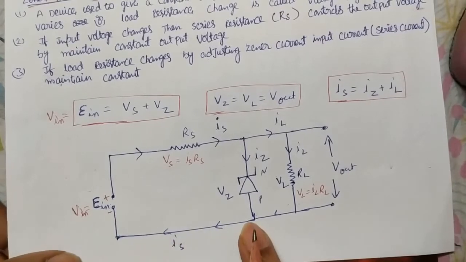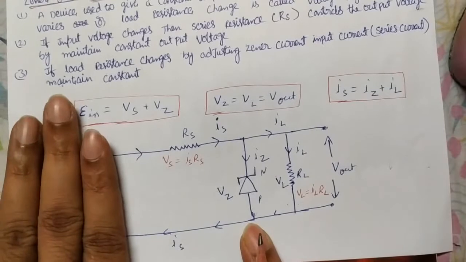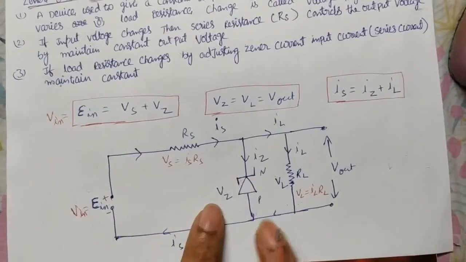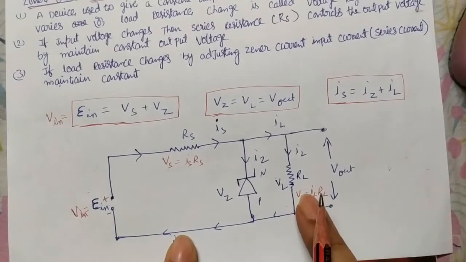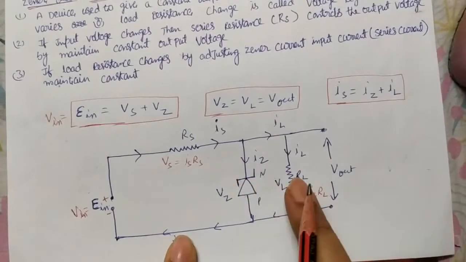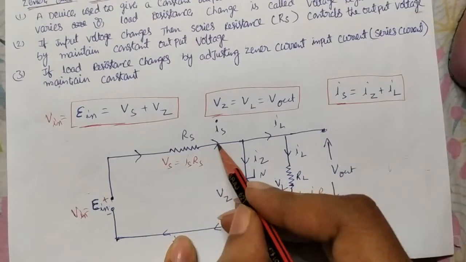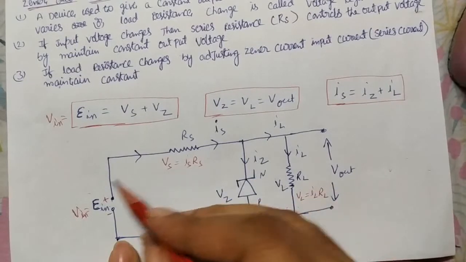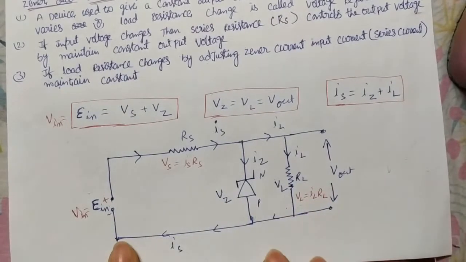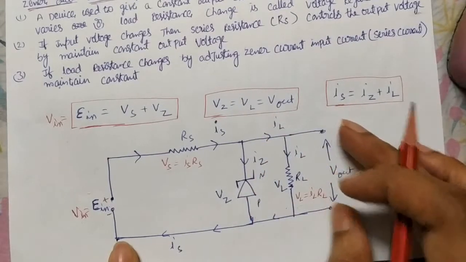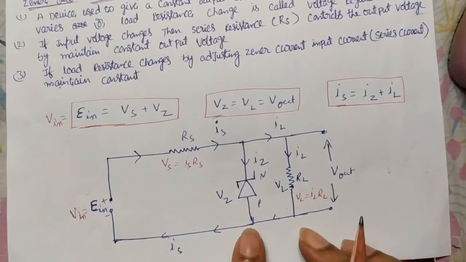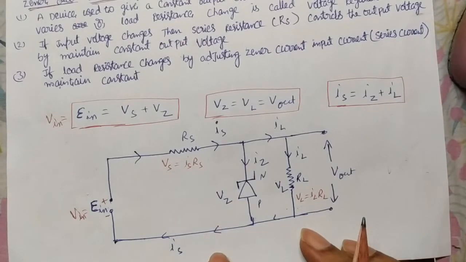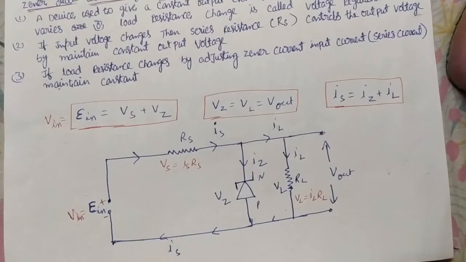So what is the Zener diode doing? Whenever the input voltage changes, by adjusting its current, it can maintain a constant output voltage. Whenever the output load resistance changes, again by adjusting its current, by sharing its current, it can maintain the series current constant, and that voltage also stays stable. And finally what do we get? Output voltage constant. So like this it can maintain a constant voltage across it. That happens in reverse bias only. So this is about the Zener diode as a voltage regulator.